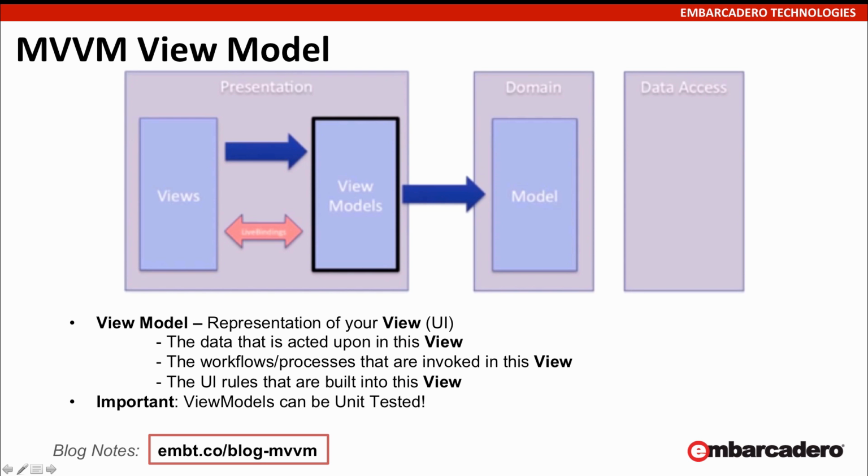The view model is the representation of the UI. It is a non-visual model of all the logic represented by a form and all the data in a form. The UI rules, workflows, and processes that a user might interact with in that form are all modeled inside the view models. Because it is non-visual, it does not know about the UI components themselves, like buttons or memos, but it does know about the state and processes for the UI. And because it is non-visual, it can be unit tested.